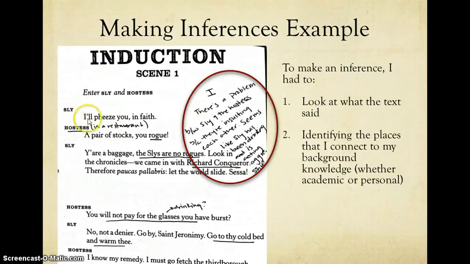I also know that a hostess works at a restaurant, so that automatically gives me some idea of what the setting is. And then I also have to think about what the text implies. So the hostess never actually says that Sly's been drinking. That's an inference that I drew. But she does call him out for not paying for the glasses that he burst, which to me leads me to think that maybe he's been drinking. So all of these things led me to draw the conclusion, which you see in my inference annotation.